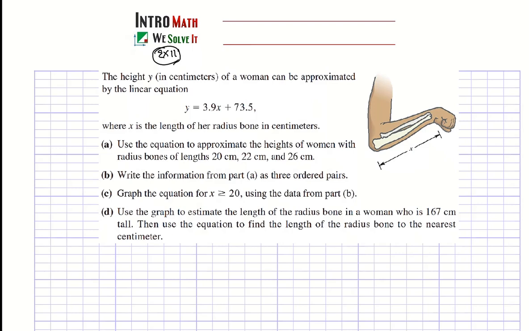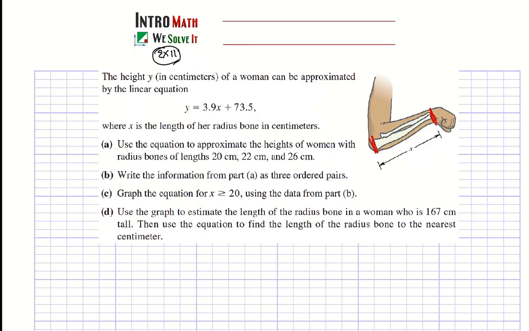It says that the height, in centimeters, of a woman can be approximated by the linear equation, where x is the length of her radius bone in centimeters. So they use the arm. It looks like that's called the radius bone. The medical people would know. I guess the radius bone is that bone in your arm over there. Okay, so x is the length of her radius bone in centimeters.